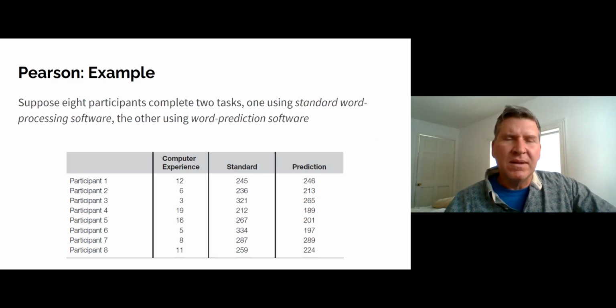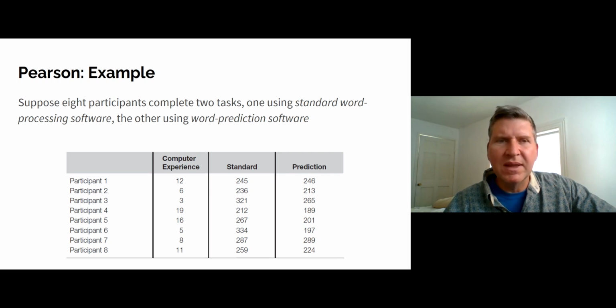So if you recall, in previous lectures, we talked about 8 participants completing 2 different tasks, one using standard word processing software and the other using word prediction software. So if we look at this JASP, we can see that the rows refer to participants and the second column refers to the years of computer experience each participant had, and then the scores for a particular task for the standard word processing software and the other using word prediction.